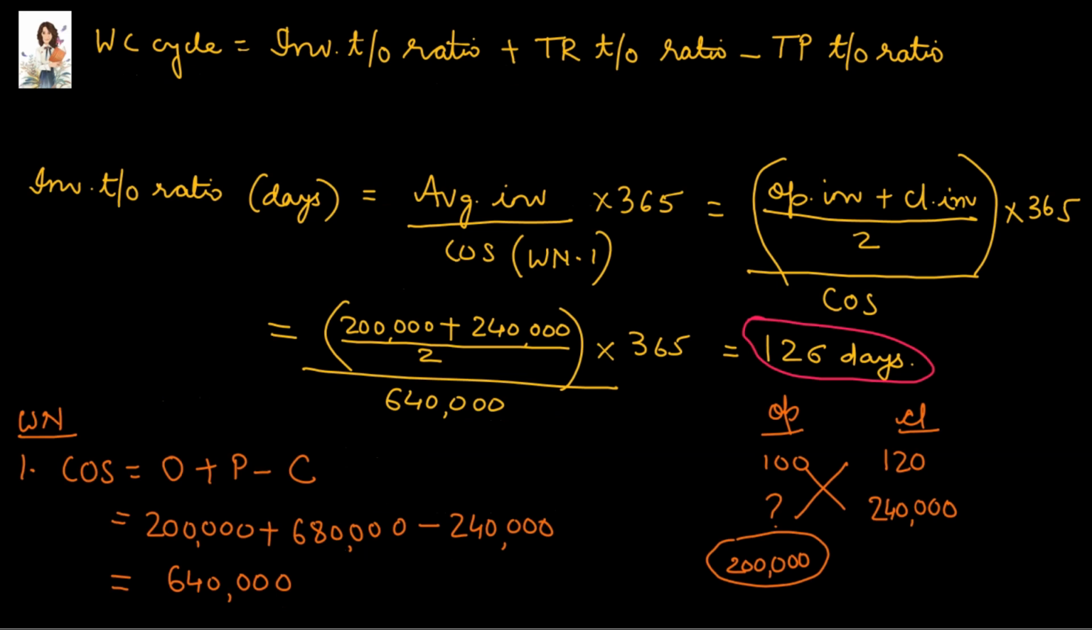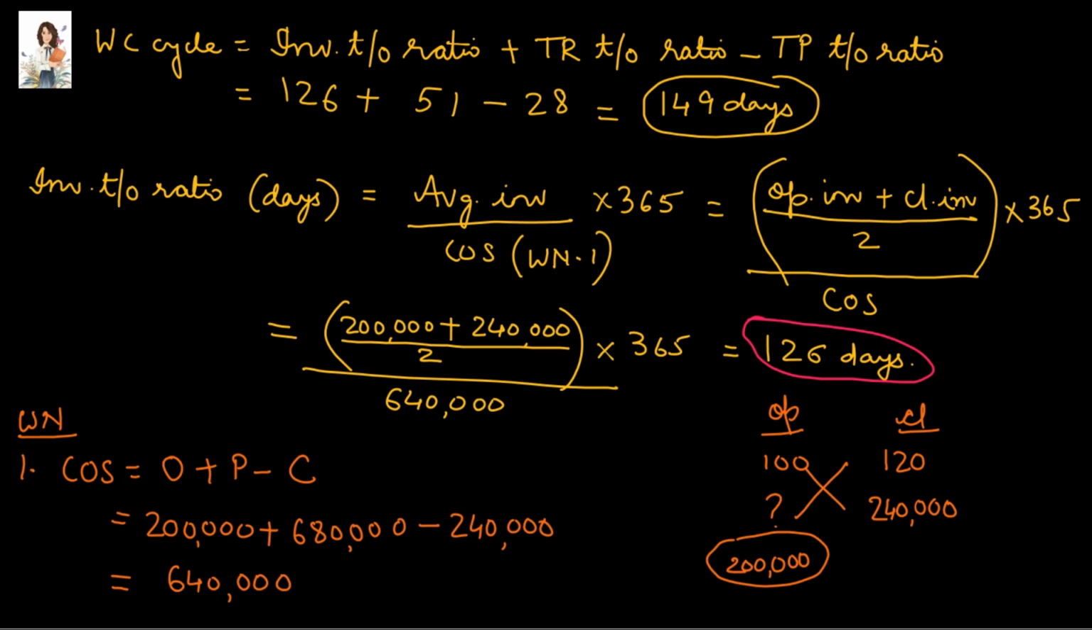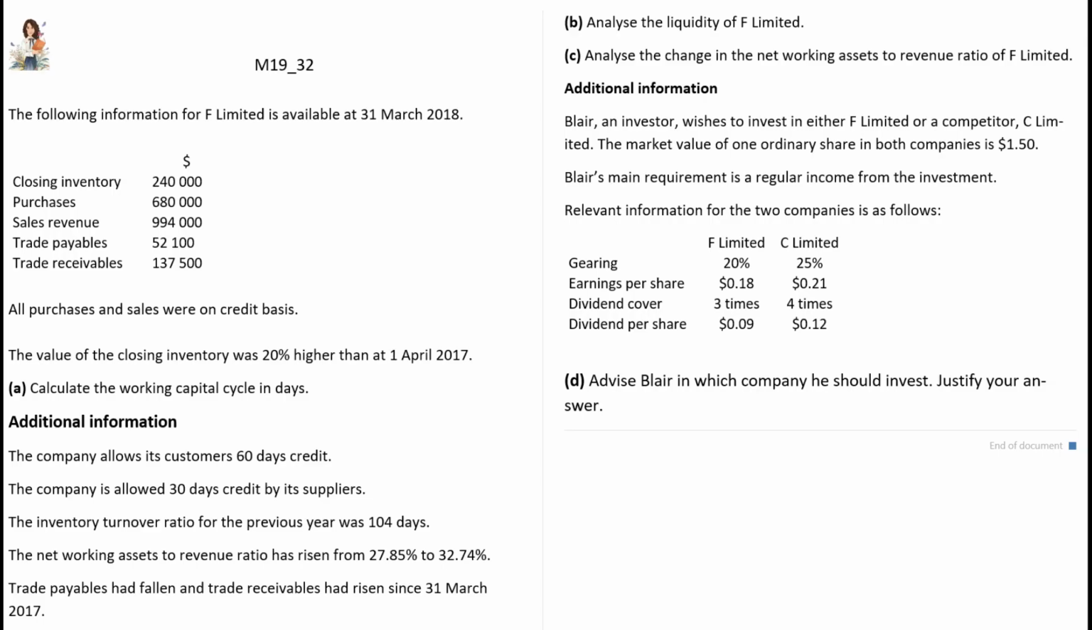We can now find out the working capital cycle. 126 days of inventory turnover ratio plus 51 days of trade receivables turnover minus 28 days of trade payables turnover. Our working capital cycle is 149 days. With this, we have solved part A of the question. In part B, we have to analyze the liquidity of F Limited.